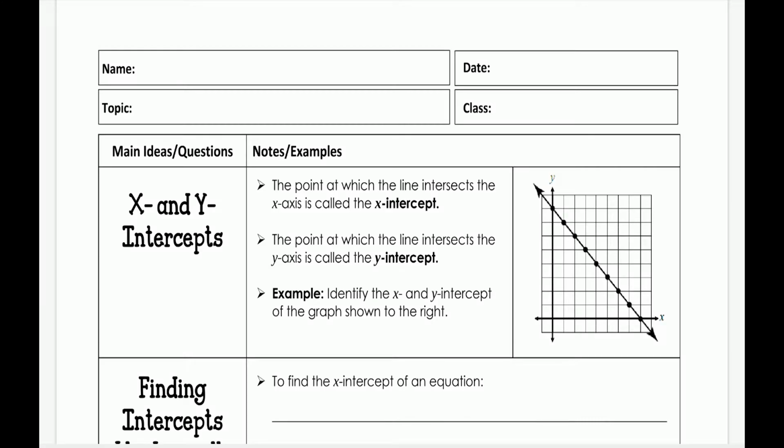Hello everyone, today we're going to be talking about x and y intercepts, how to find them graphically, and how to find them algebraically. So let's go ahead and get started.